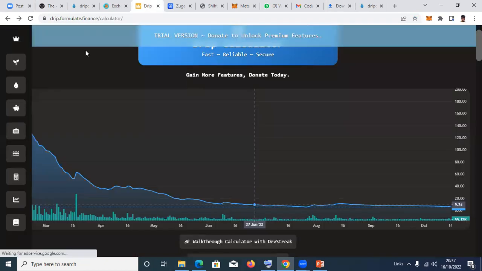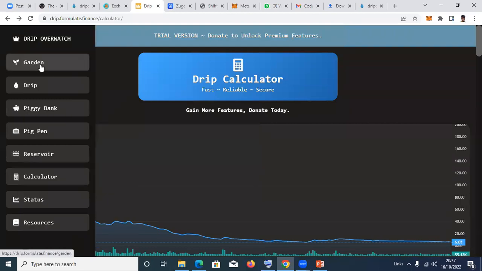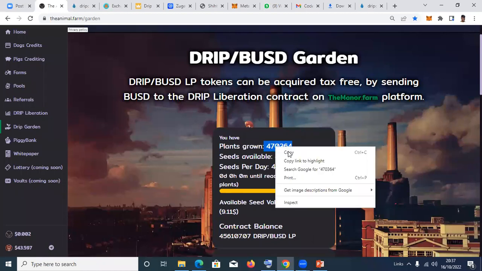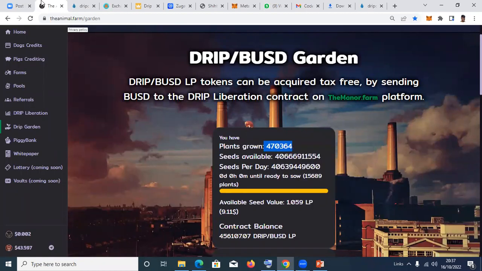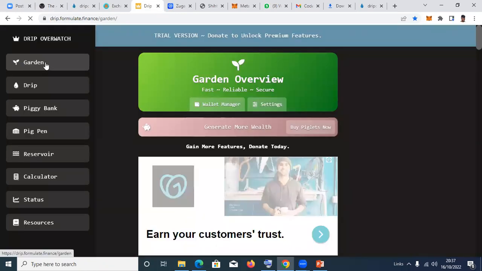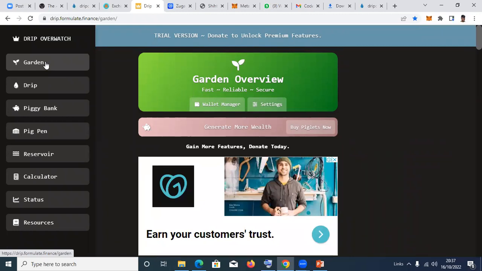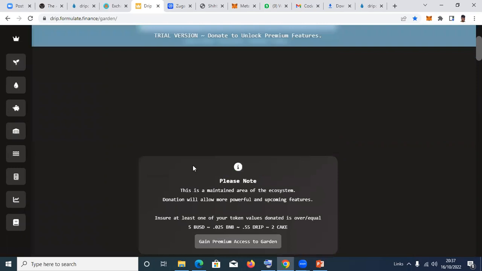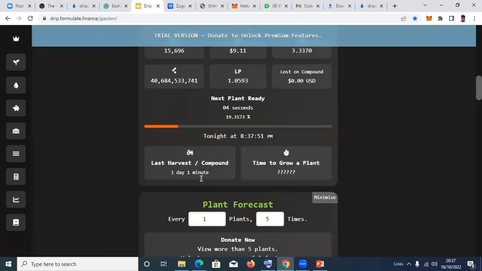Now, this thing is called a drip calculator. On the Drip Garden, I would like to take a look at the total number of plants I have here. I have about 470,364 plants. I'm going to copy them now to let you know exactly what I'm earning per minute and per second. So on the Drip Animal Garden, I'm coming to the garden now to show you what my 470,300 and something plants generates for me in every minute or per second.